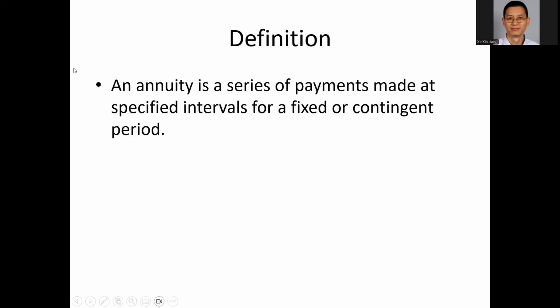So, what is an annuity? An annuity is a series of payments made at specified intervals for a fixed or a contingent period. We're going to start with a simple case, which is a fixed period.